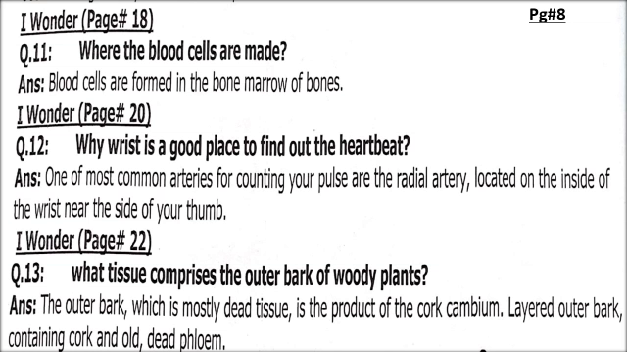Now question number 13 is, what tissue comprises the outer bark of woody plants? The outer bark, which is mostly dead tissue, is the product of the cork cambium and the layered outer bark containing cork and all dead phloem.